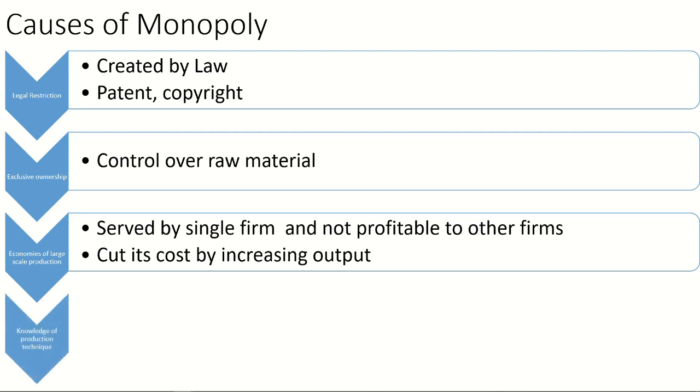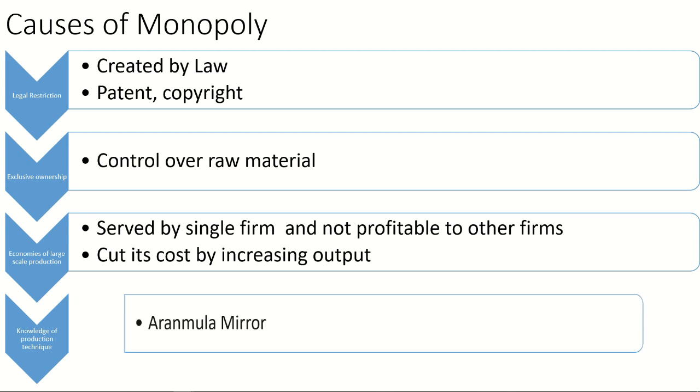Next is knowledge of production technique. If a particular firm has the knowledge of production, then that firm can produce that particular item. A great example is the Armla mirror.